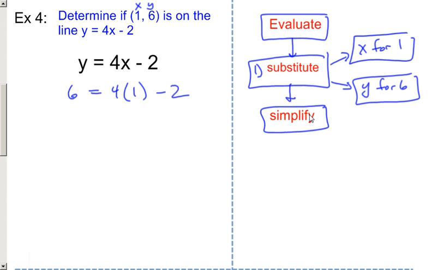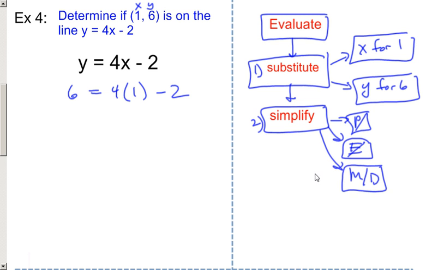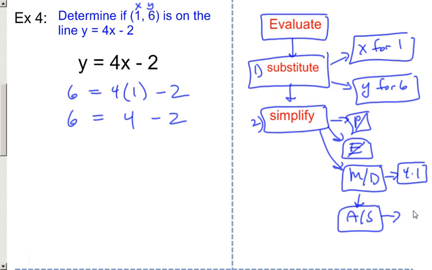Now we simplify. That's step 2, using the order of operations. So first we look for parentheses. There's parentheses, but there's nothing to simplify. Then we go to exponents. No exponents. Then we go to multiplication and division. There's some multiplication, so we'll do 4 times 1, which is 4. Then we've got minus 2, that's the addition and subtraction step, and 4 minus 2 is 2. So I have 6 equals 2.